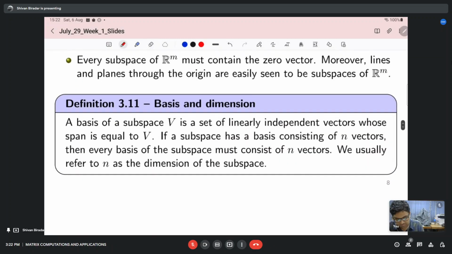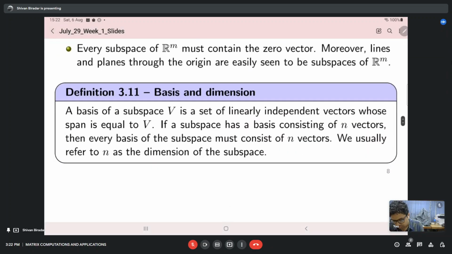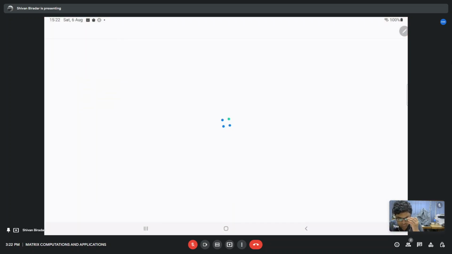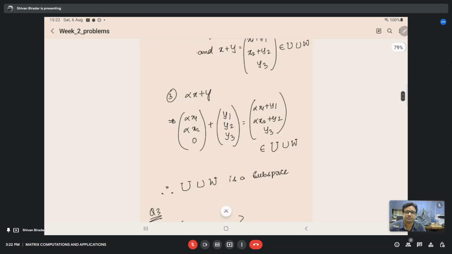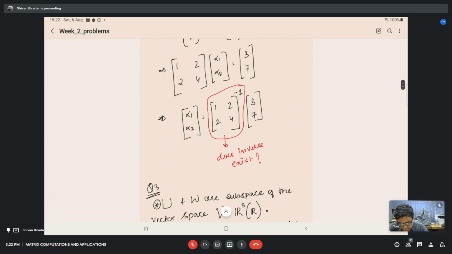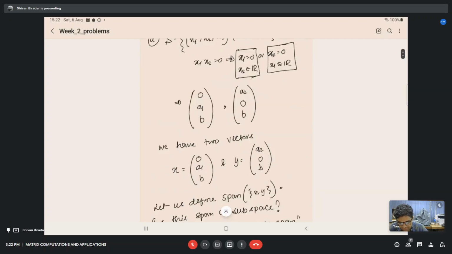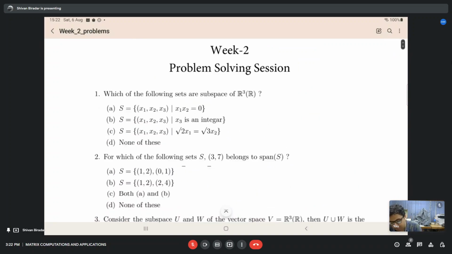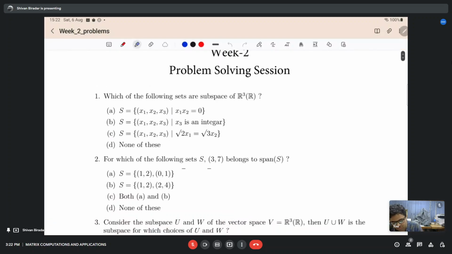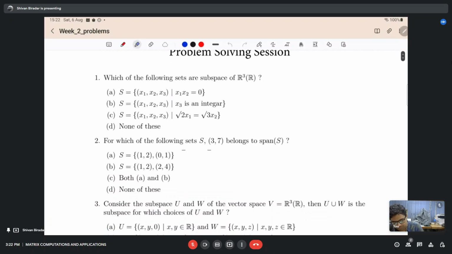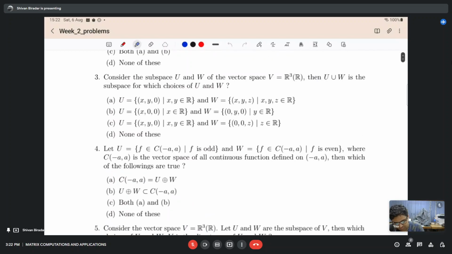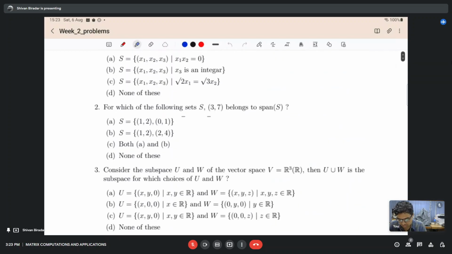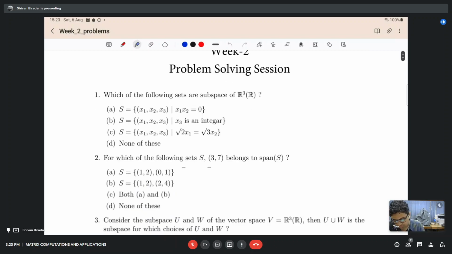So I think this much is enough. So I'll go on to some important problems here. So this is a problem solving session for week 2, and in week 2, the professor has covered some concepts on subspace, span, linear independence, direct sum, and we will be mostly concerning our problems regarding those topics only. I hope this would help you.